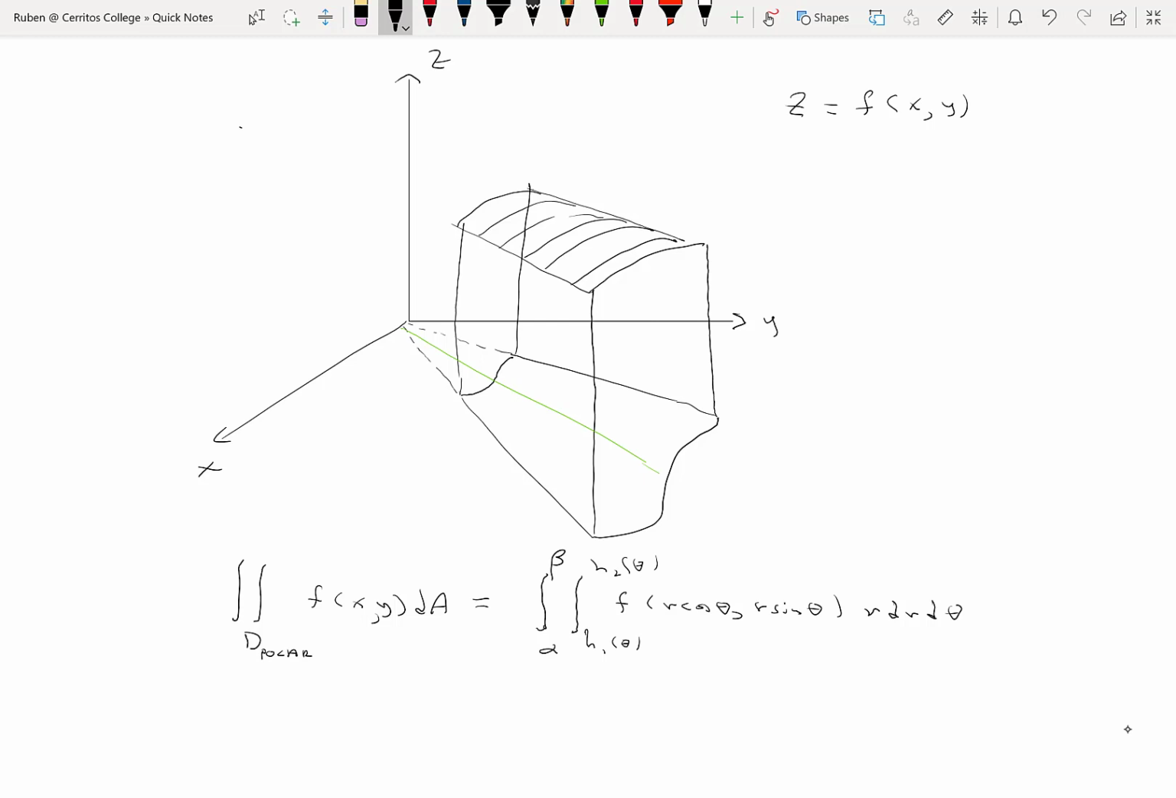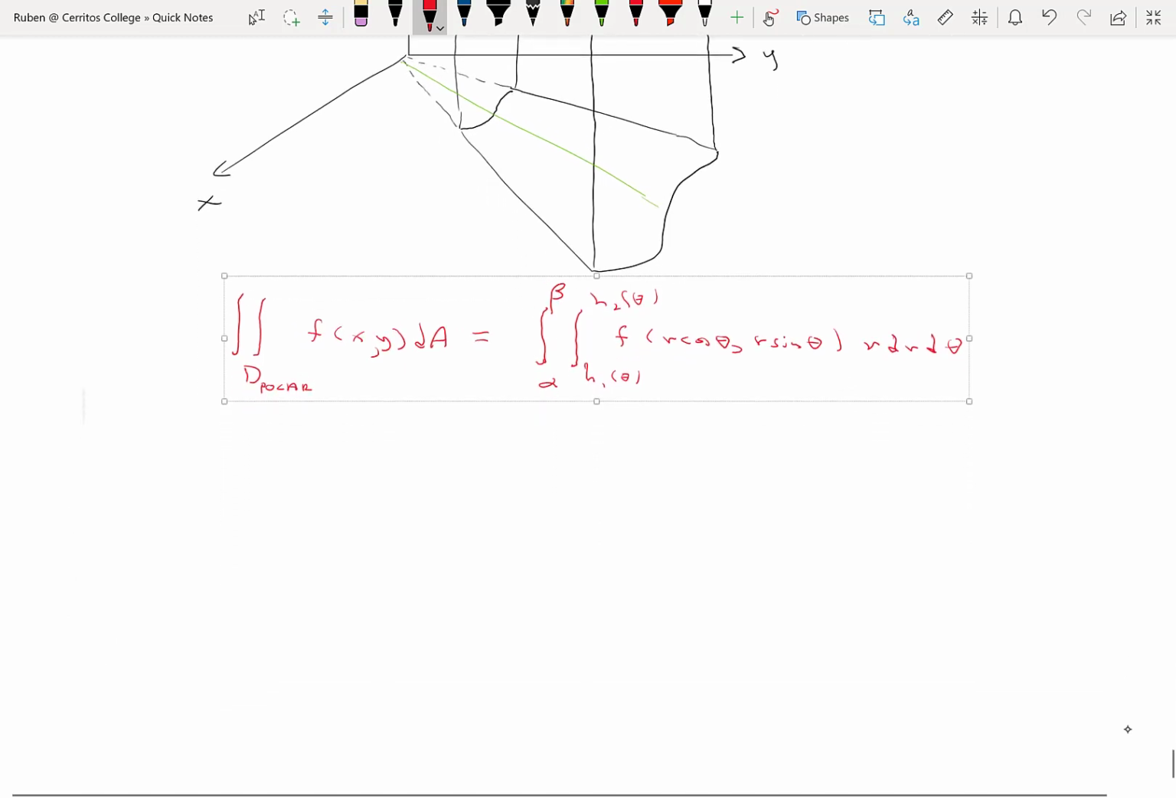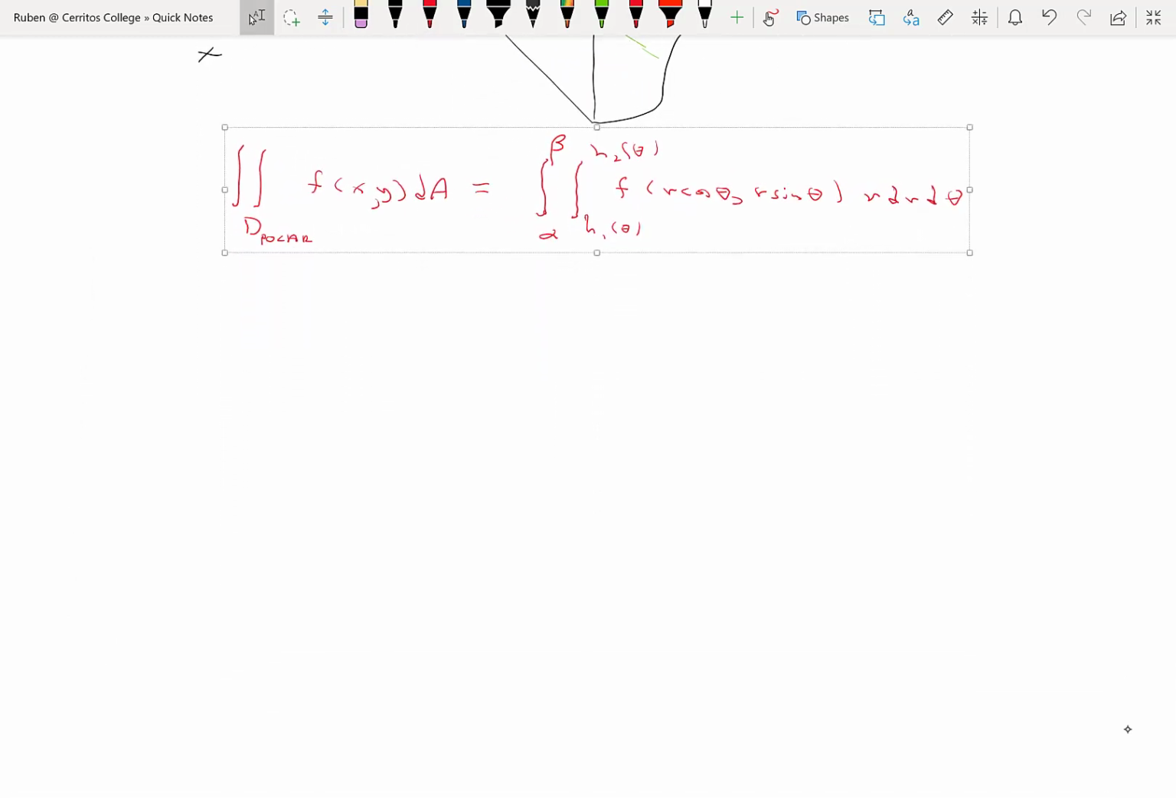Okay, so while the expression looks pretty complicated, there's not that much of a difference between the polar form for a polar rectangle and for a general polar region. So highlighted in red, I have our formula, if you will, for integrating over general polar regions. Okay, so let's do an example.